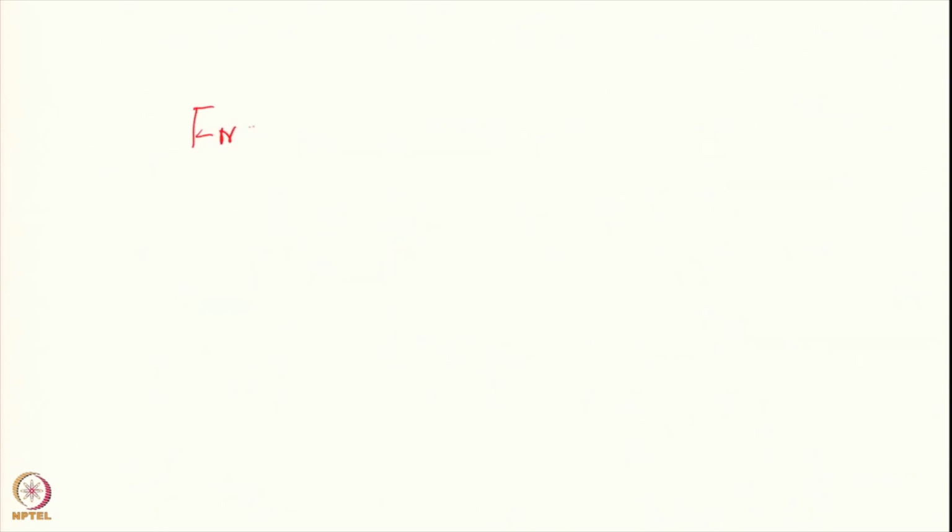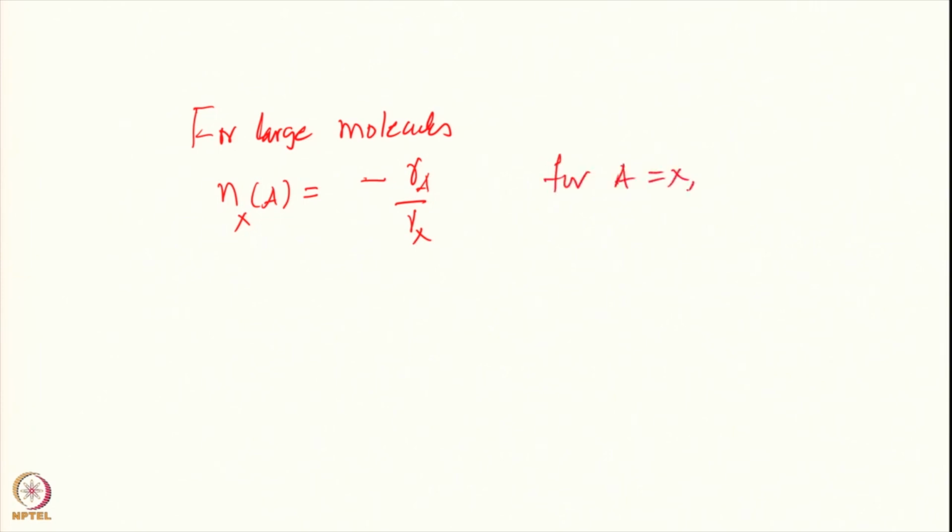For large molecules, Nx A is equal to minus gamma A by gamma x. Okay. So therefore you can see for proton, if A is equal to x, then this Nx A is equal to minus 1.